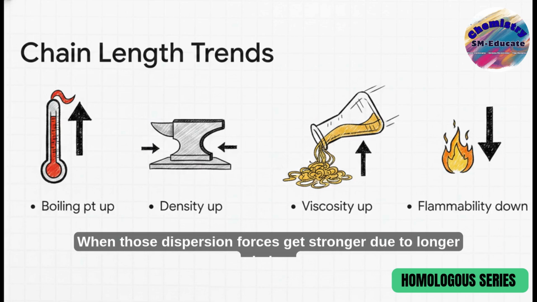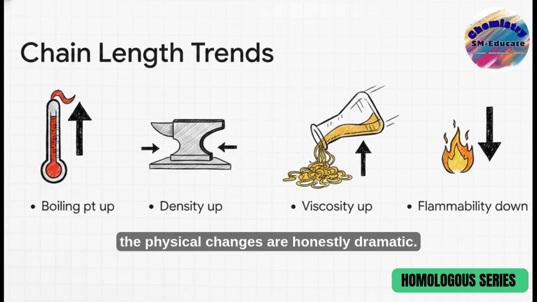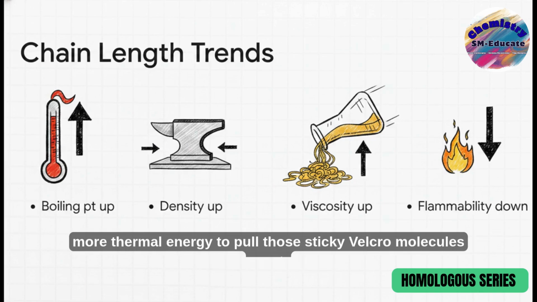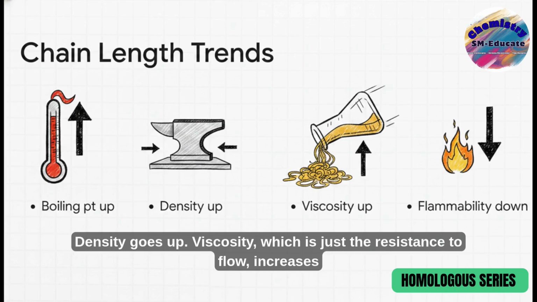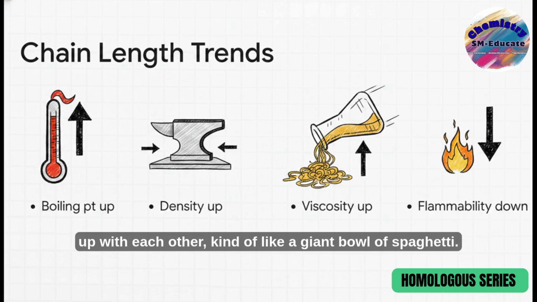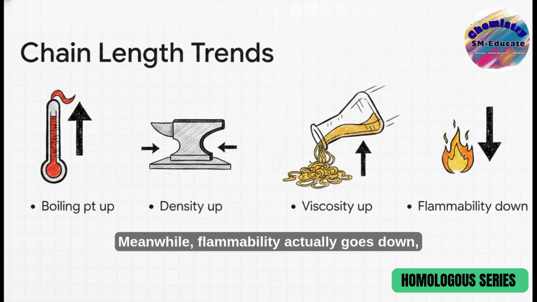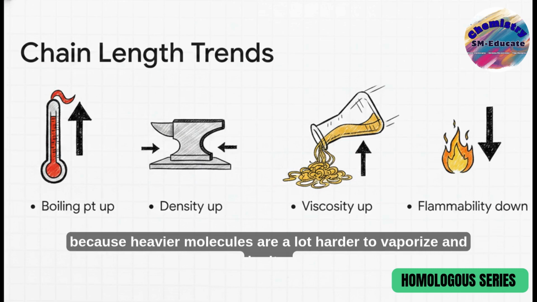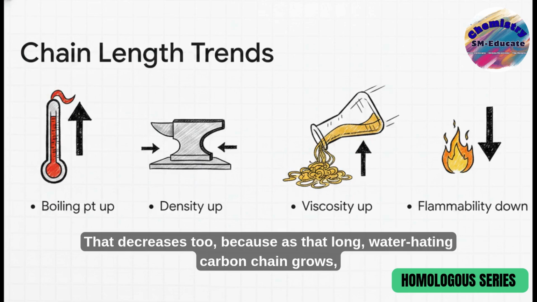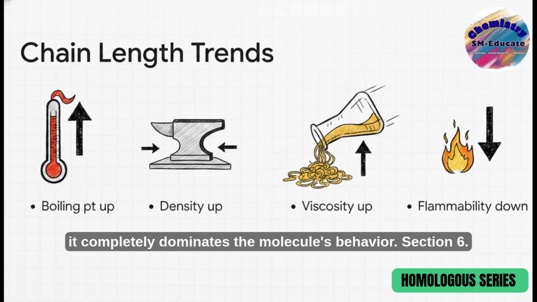When those dispersion forces get stronger due to longer chains, the physical changes are honestly dramatic. Boiling points and melting points steadily increase, simply because you need far more thermal energy to pull those sticky Velcro molecules apart. Density goes up. Viscosity, which is just the resistance to flow, increases because longer molecular chains literally tangle up with each other, kind of like a giant bowl of spaghetti. Meanwhile, flammability actually goes down because heavier molecules are a lot harder to vaporize and ignite. And water solubility? That decreases too, because as that long water-hating carbon chain grows, it completely dominates the molecule's behavior.